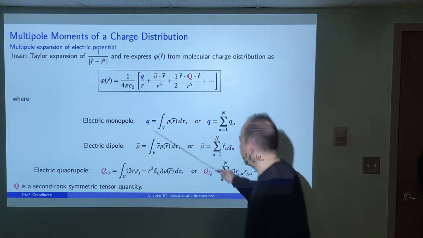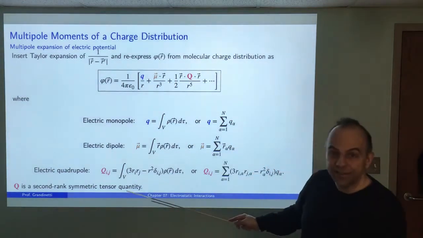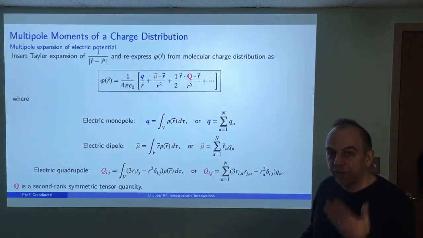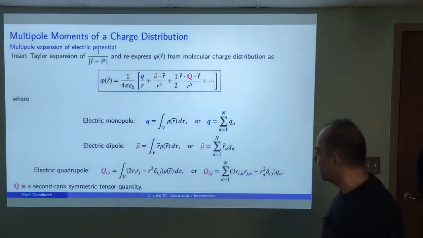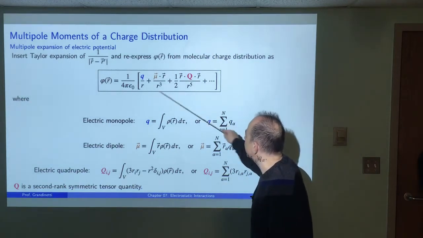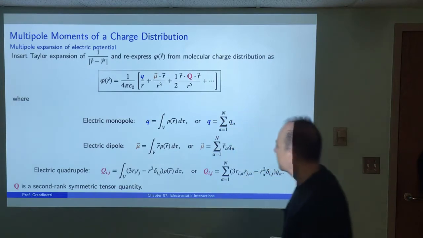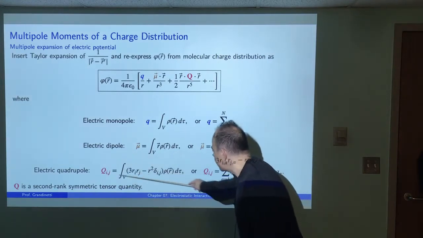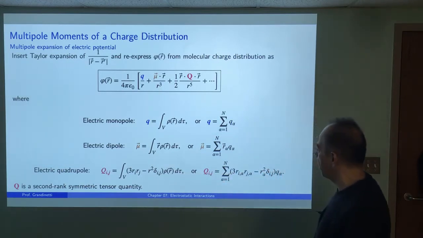So there's the monopole, which is a scalar quantity, or a zero rank tensor if you'd like. Electric dipole moment, which is a vector quantity, or first rank tensor. And the electric quadrupole moment, which is a second rank tensor quantity. And these are all needed in this expansion of the scalar potential at some position away from the molecule. So this is the expression here, and you can calculate that again over the volume of the molecule.